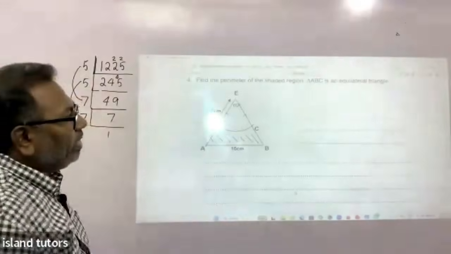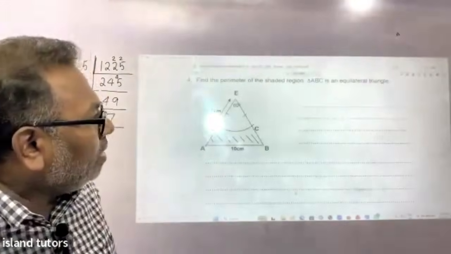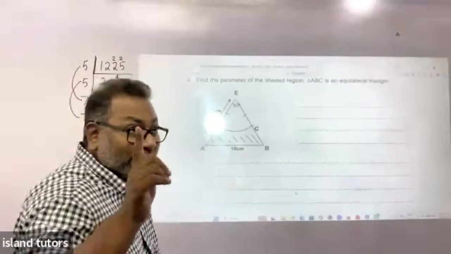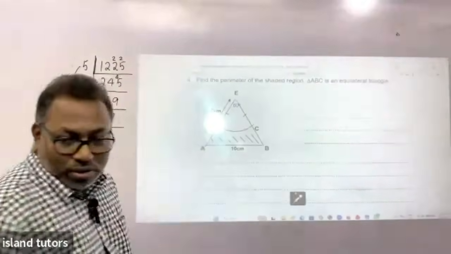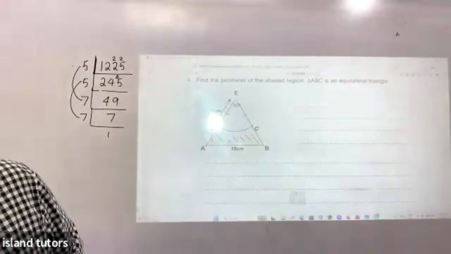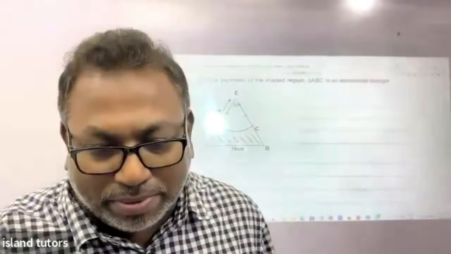Right. Find the perimeter of the shaded region ABC. Triangle ABC is an equilateral triangle. Careful. Triangle ABC is an equilateral triangle. Just give me 1 minute.